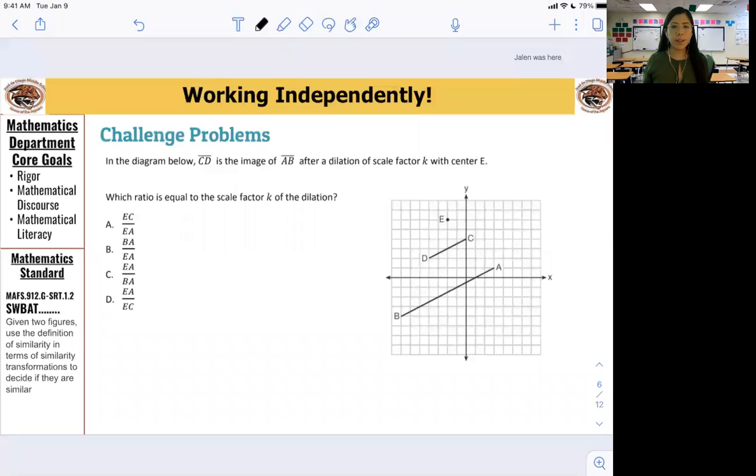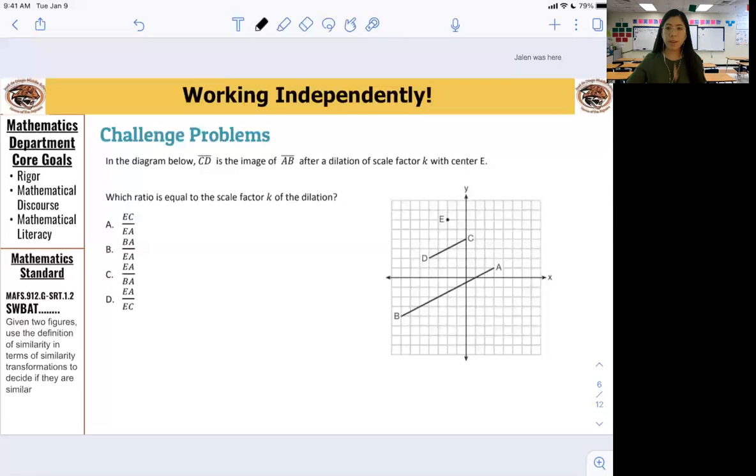Next one. I know Perla wanted to read. Do you want to read, Perla? Okay, I'll read. In the diagram below, line segment CD is the image of line segment AB after a dilation of scale factor K with center E. What ratio is equal to the scale factor K of the dilation?